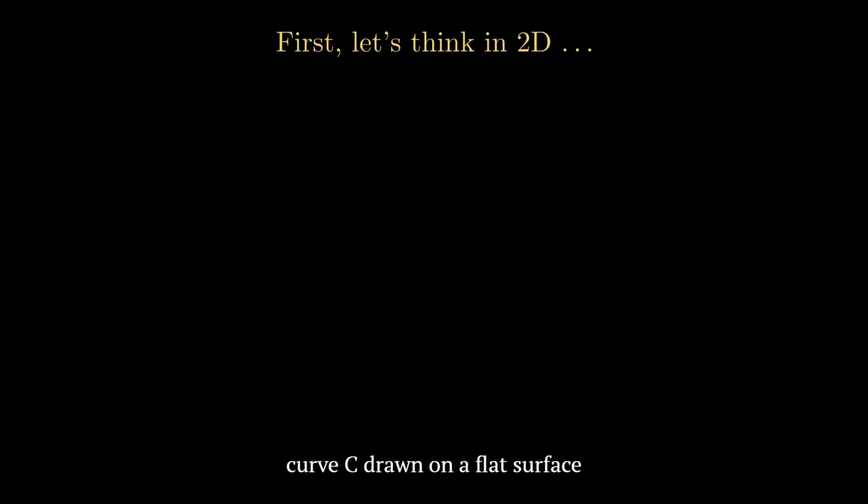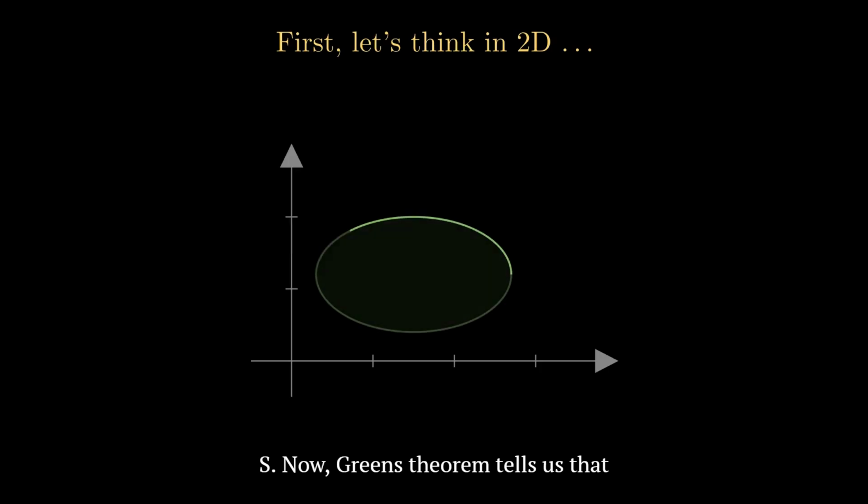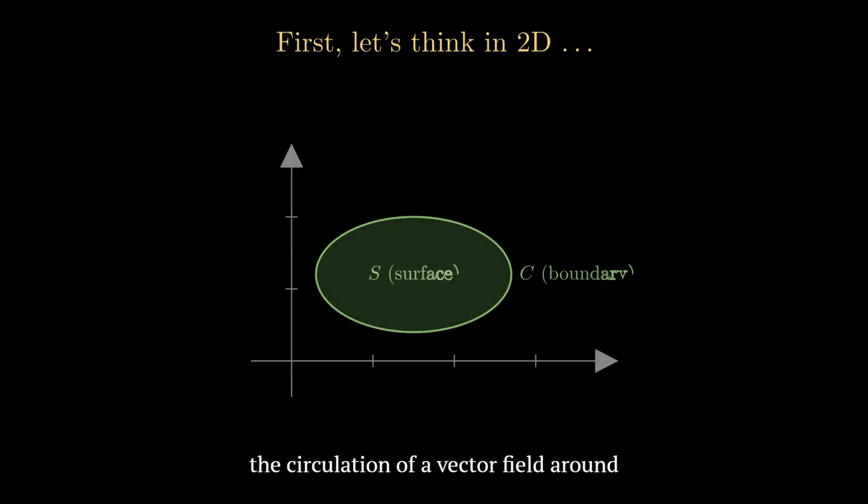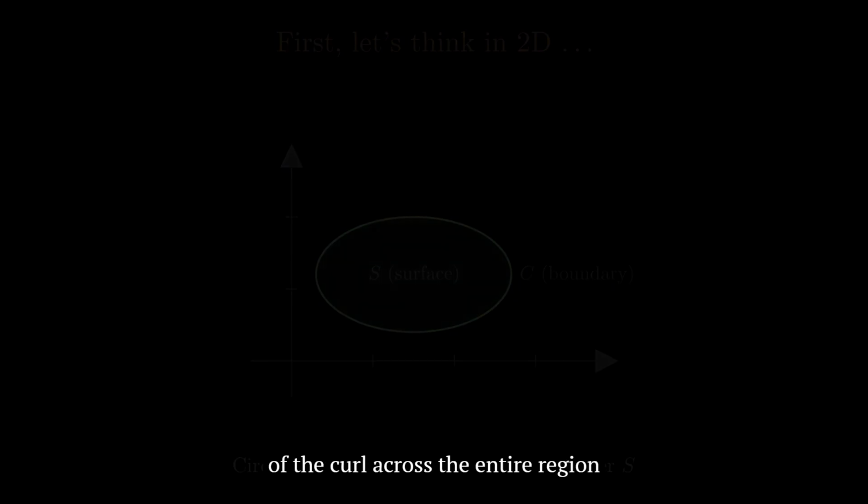Let's imagine a closed curve C drawn on a flat surface S. Now, Green's theorem tells us that the circulation of a vector field around that boundary curve is equal to the sum of the curl across the entire region inside.